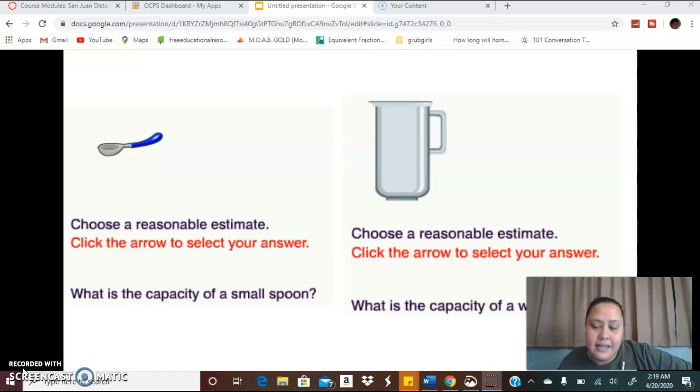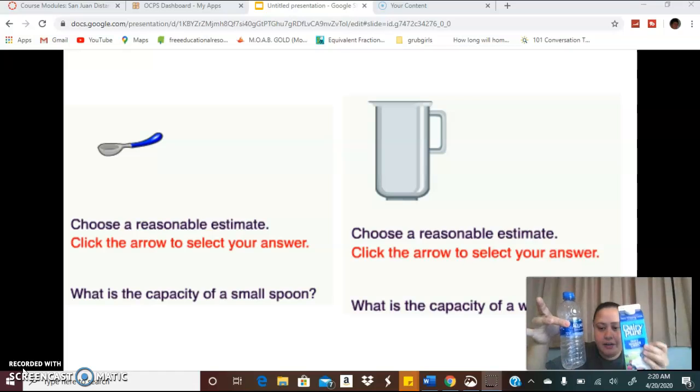Now, the closest thing estimate-wise that I found to a liter in my fridge is this quart of heavy whipping cream, because Miss San Juan just made a cake. And this is about 946 milliliters, or almost 1,000. And we know that 1,000 milliliters equals 1 liter. So this is probably the closest thing I was able to find to 1 liter. Half a liter, 1 liter, or 500 milliliters, because 1 liter is 1,000.